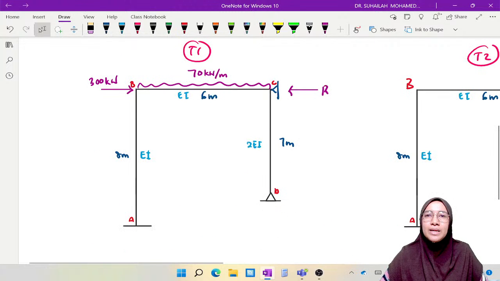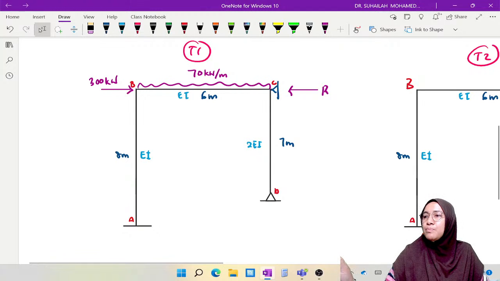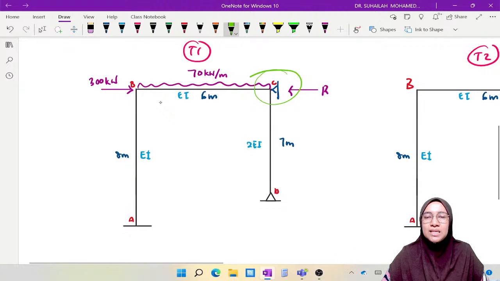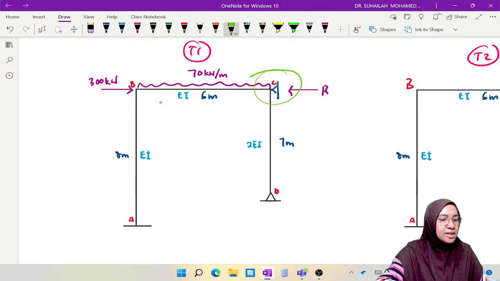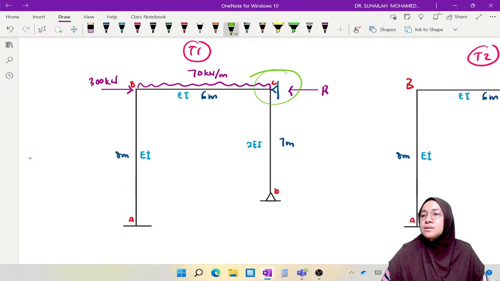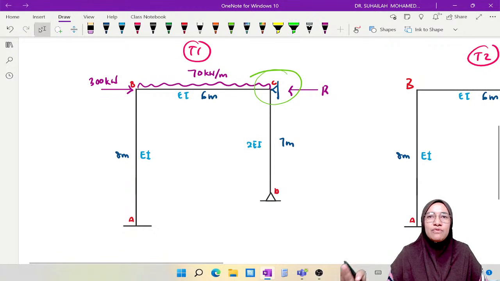So this is the diagram for table number 1. What we need to do is put an imaginary support at C, and with this support, R will exist as the restraining force. So this is now called a properly restrained frame, and we will only calculate FEM for this diagram due to external loading. Okay, so this is for the first table.